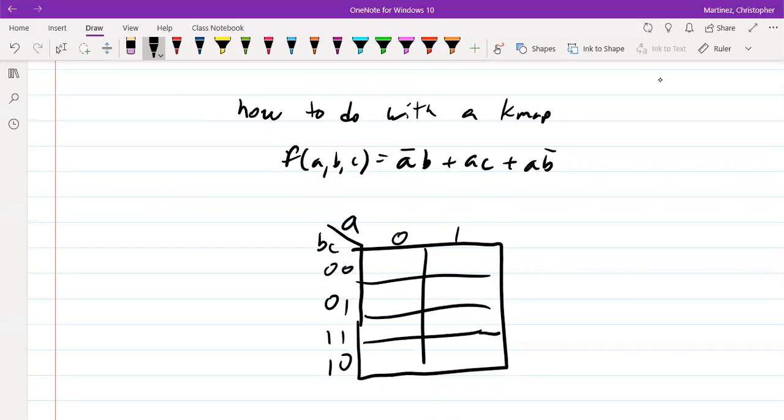All right, so the first thing we see is an a bar b. So let me just show you how to fill in the Kmap. Let's say this is a bar b in blue here. So I'm looking where a is a 0, because that would be the a bar. And then I'm going to look where b is set. Those two rows at the bottom are where b is a 1. And where they intersect, the intersection is where the 1s will go.